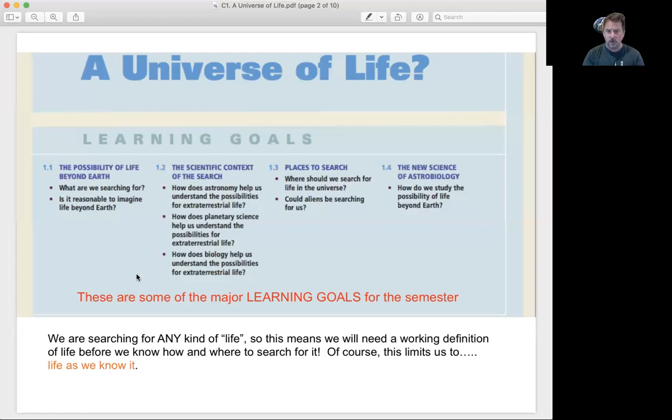Understand, please, I am an astronomer. I am not a biologist. So when we get to the biology and we get to the planetary geology, you know, I'm stretching my expertise. Let's just put it that way.